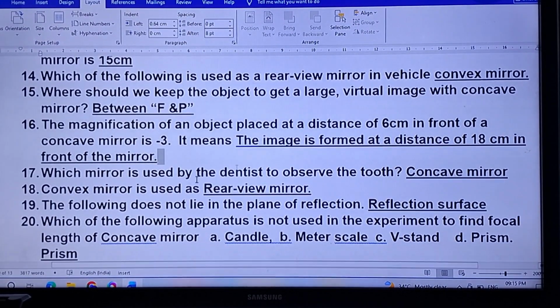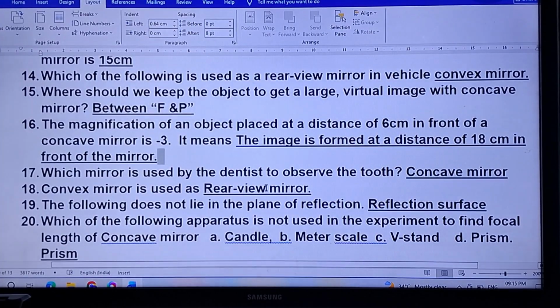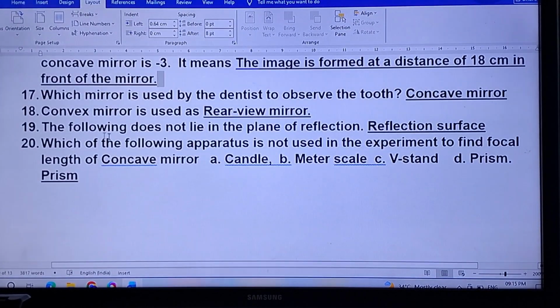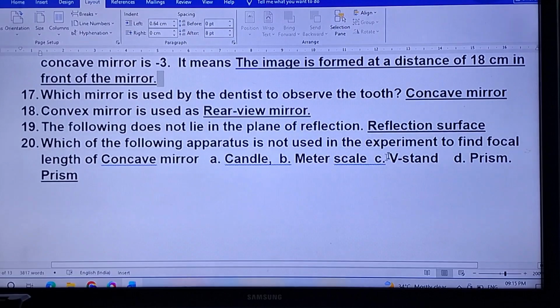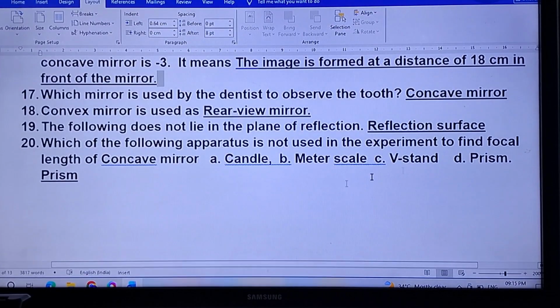Which mirror is used by a dentist to observe the tooth? This is nothing but the concave mirror. The convex mirror is used as a rear view mirror. The following does not lie in the plane of reflection: already we have discussed, the reflecting surface. Which of the following apparatus is not used in the experiment to find the focal length of a concave mirror? Candle, meter scale, V stand, prism. We use a candle, a meter scale, a V stand, but we don't use a prism. So prism is the answer.